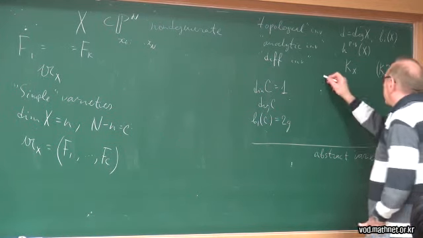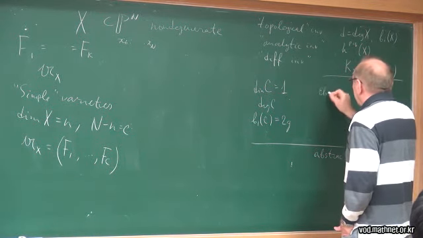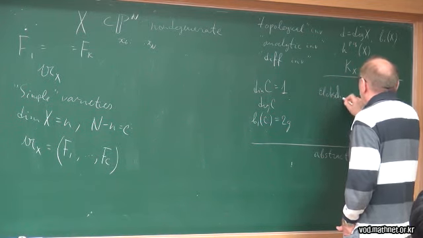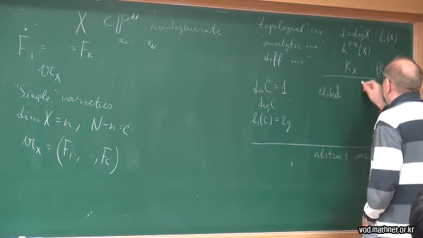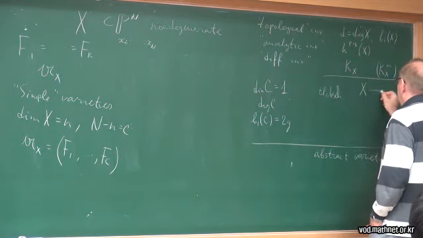For example, Clebsch suggested the following procedure to study the canonical class. We take a variety X like this, and we consider a general projection.